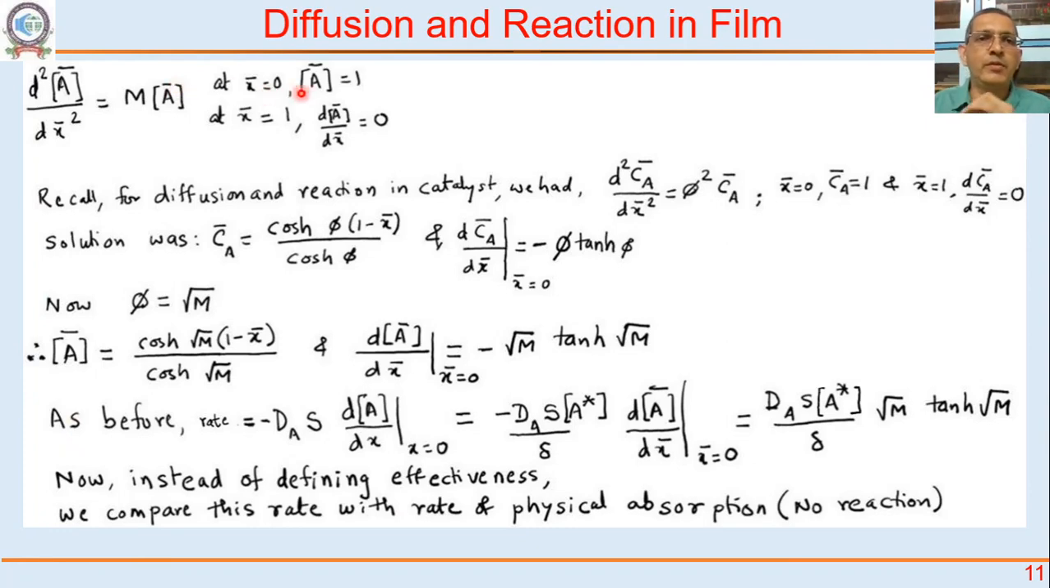At x bar equal to 0, A bar is 1, A by A star is 1. At x bar equal to 1, dA bar by dx bar is 0. I am taking the same boundary condition. We could have taken another boundary condition as well, that at x bar equal to 1, we could have also taken that A bar is equal to 0.